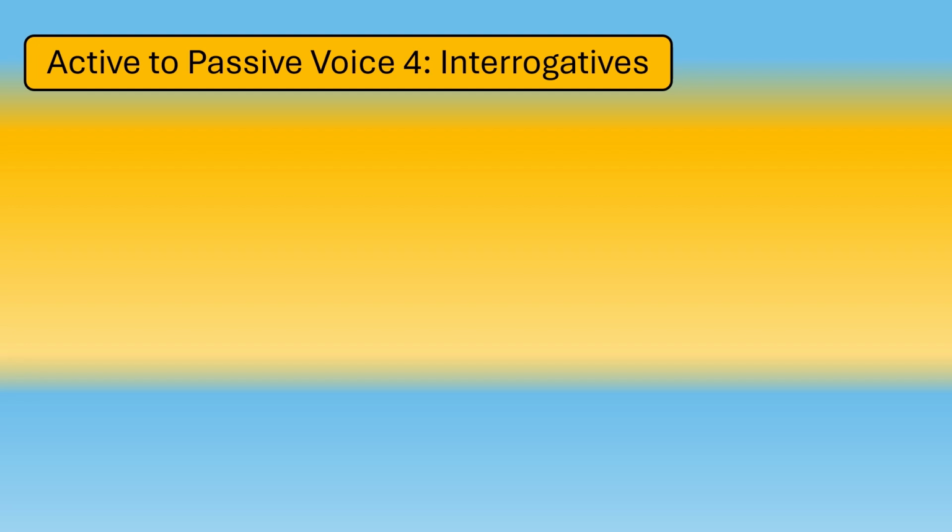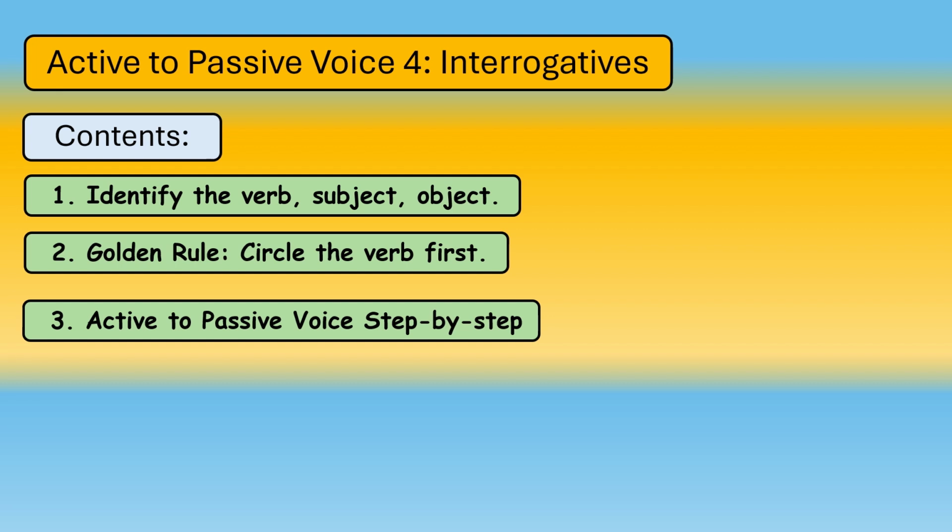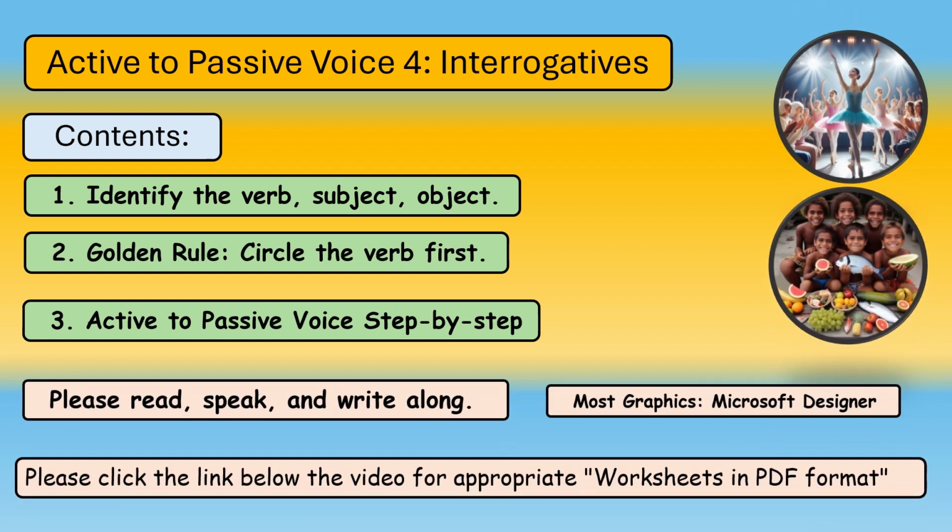Active to passive voice number 4, interrogatives. Contents: 1. Identify the verb, subject and object. 2. Golden rule: circle the verb first. 3. Active to passive voice step by step. Please read, speak and write along. Please click the link below the video for appropriate worksheets in PDF format.